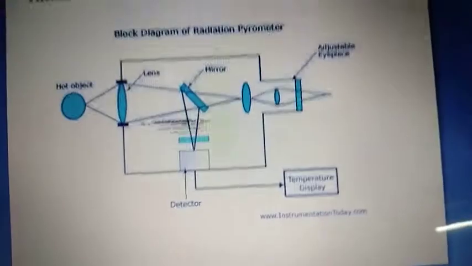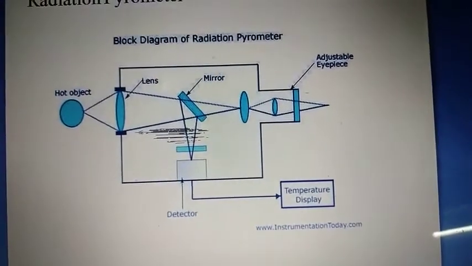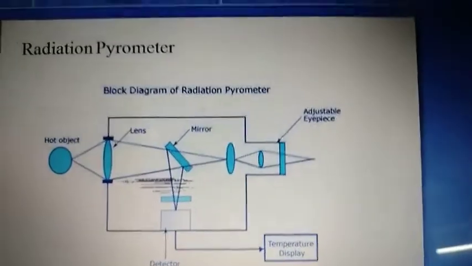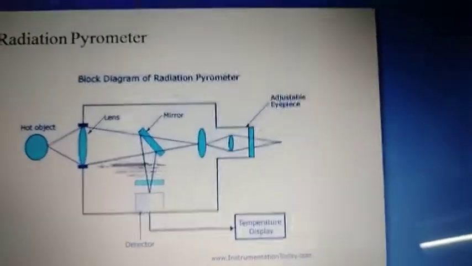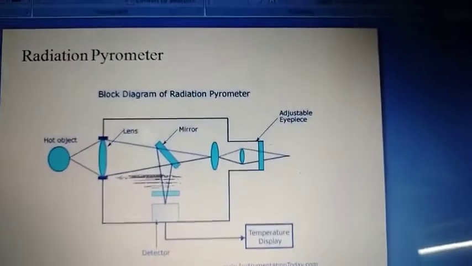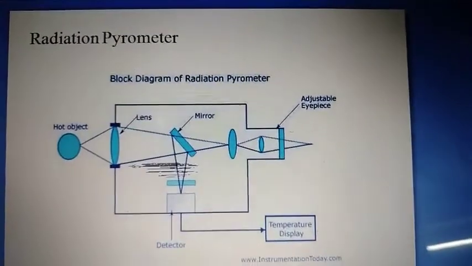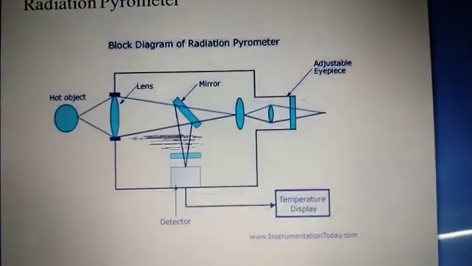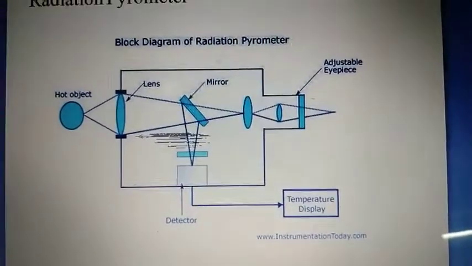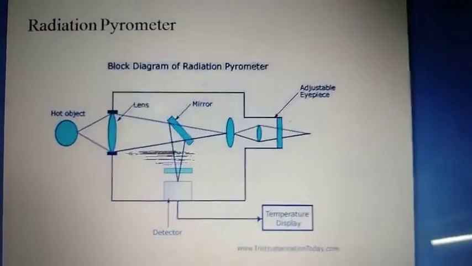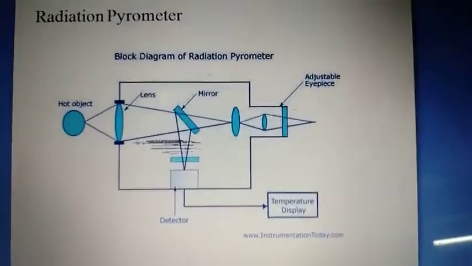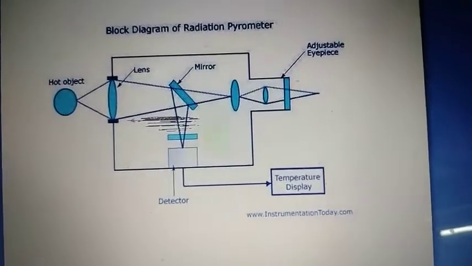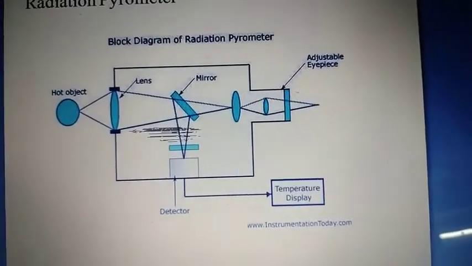There are different parts: the lens, the heated object, an adjustable eyepiece, and externally we connect the thermocouple here. All the heat radiation is focused by the lenses at one point, where we arrange the temperature detector. The thermocouple is one of the detectors used in the radiation pyrometer. There is a distance between the radiation pyrometer and the heated object, the radiation heat zone.